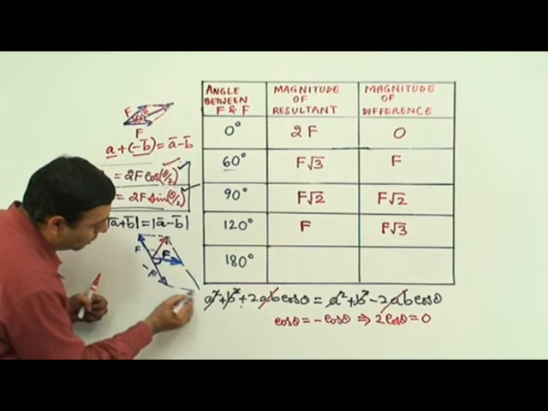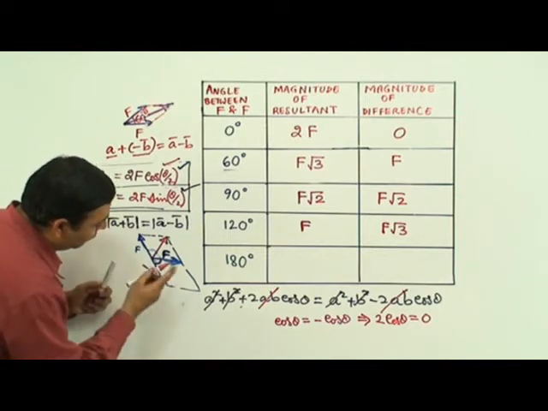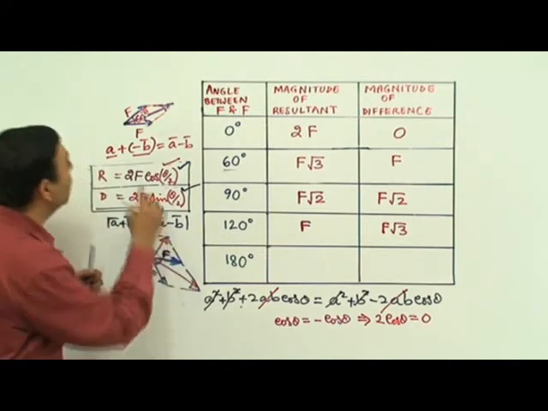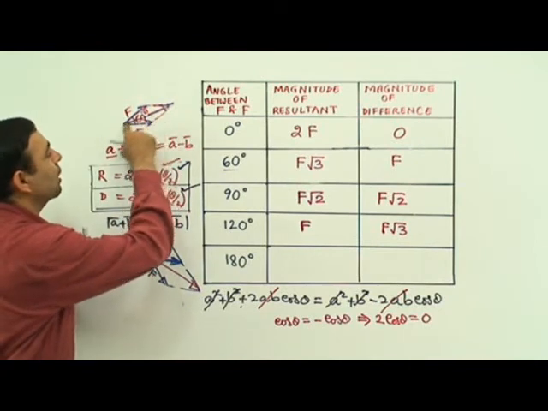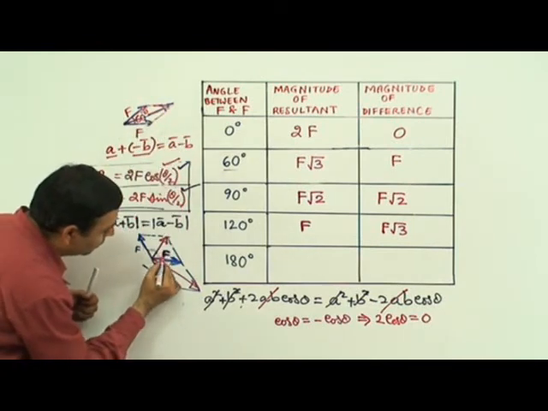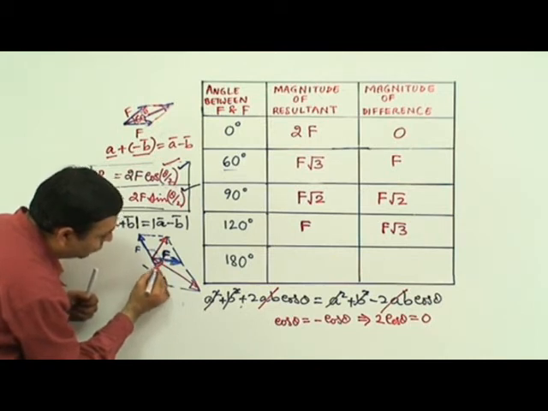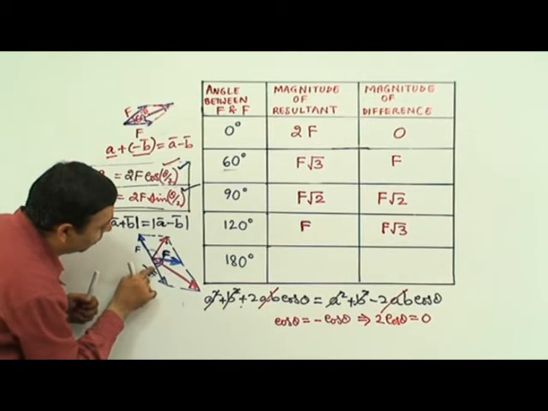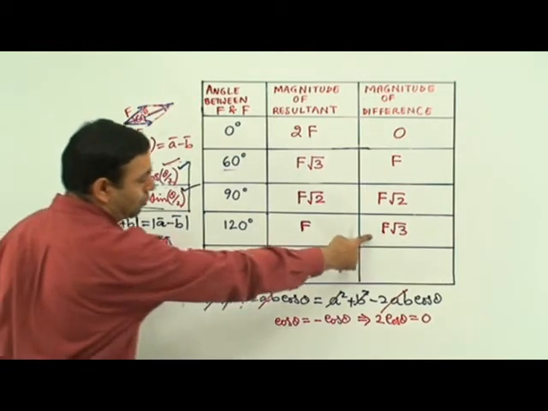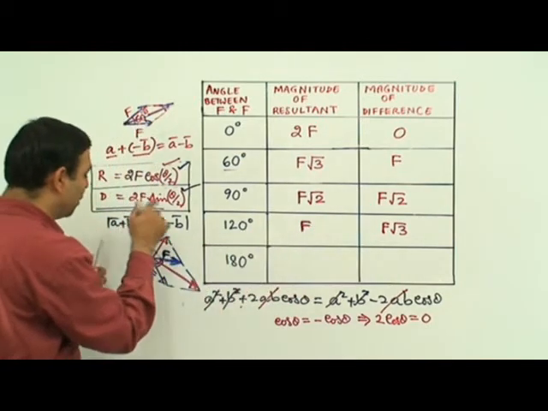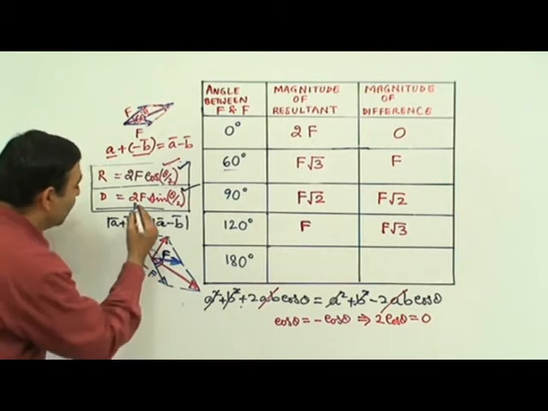So F and minus F are at 60 degree. Now you need to add these two, you will definitely get F root 3, because we know very well when F and F are at 60 degree, this is going to be F root 3. Same thing over here. But that is nothing but magnitude of difference now, because we are negating one vector. So difference will be F root 3. You can also use this formula to get that.